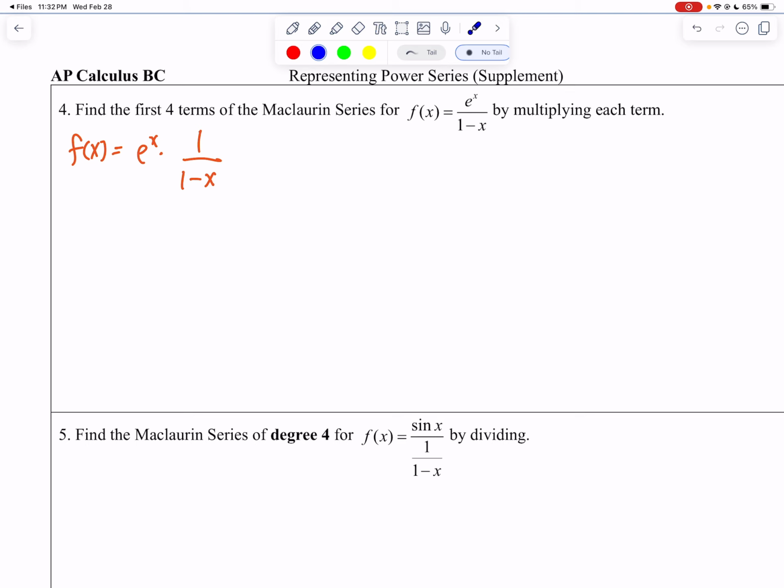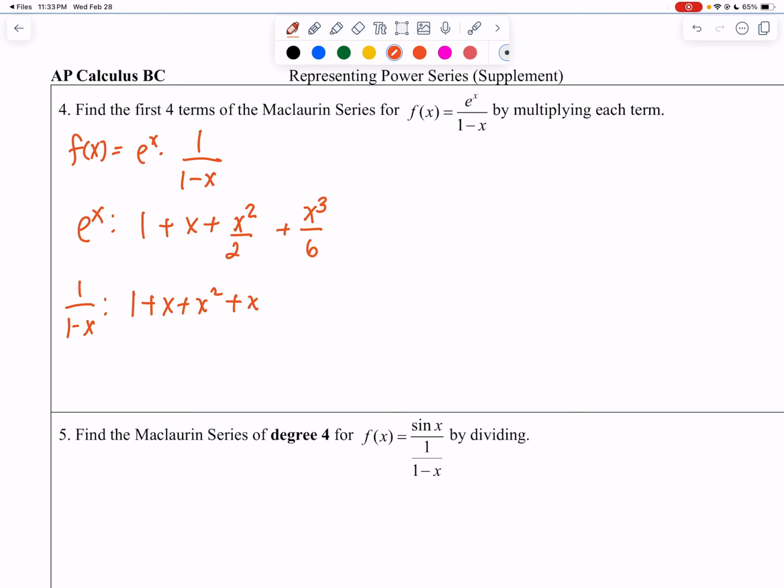Since both of these are special series that I can approximate, what I'm going to do is find the approximation for e to the x, and then find the approximation of 1 over 1 minus x, and then multiply them together term by term. Remember that e to the x is 1 plus x plus x squared over 2 factorial plus x to the third over 3 factorial. I am going to simplify this just because we are going to be multiplying soon. 1 over 1 minus x is going to be 1 plus x plus x squared plus x to the third. And then I'm just going to stop there.